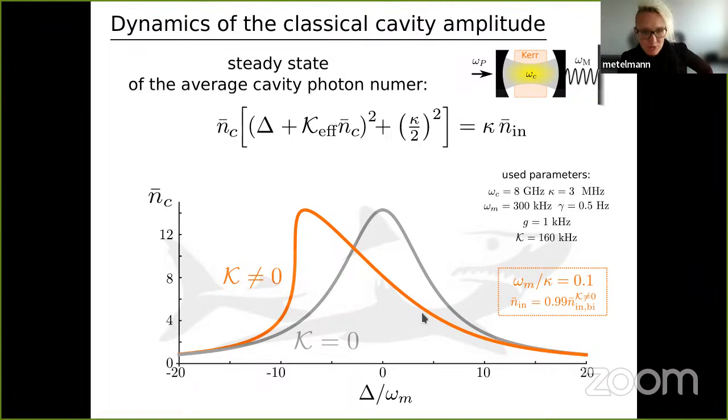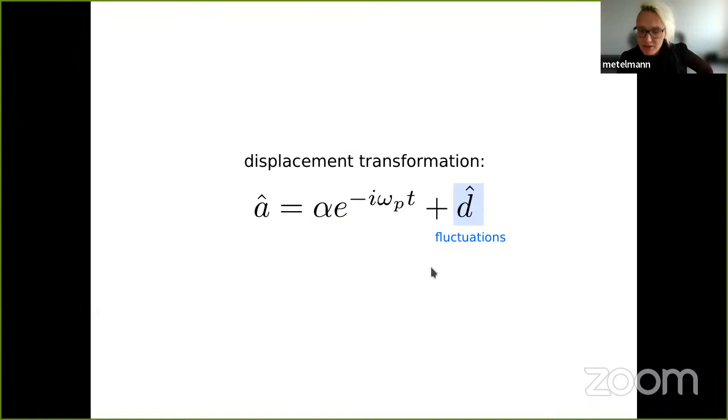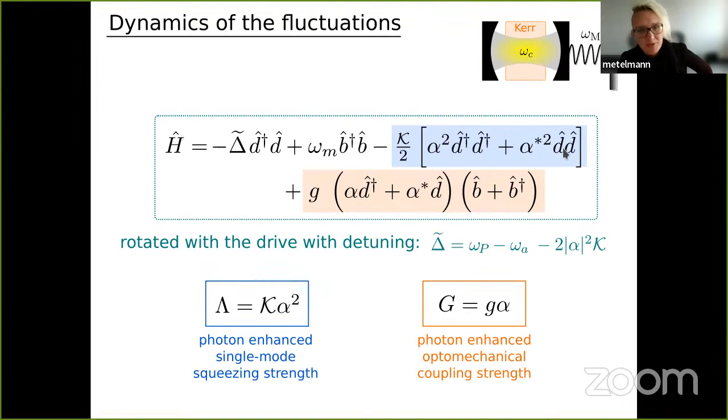But the other thing which we have in the displacement transformation are the fluctuations. So here I will just right away show you what happens if we look at the dynamics of the fluctuations. The shark will go in everywhere. We have first of all a photon-enhanced single-mode squeezing strength, that is the squeezing, and we will have an optomechanical interaction which will also contain the alpha. The alpha contains the shark. And we will have some detuning, which depends as well on the photon number, so some shift. So this first goes in here.